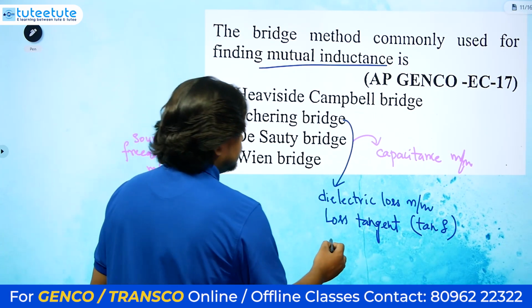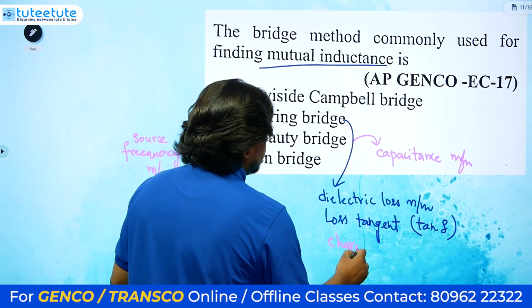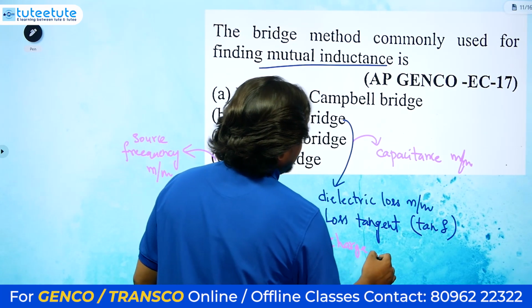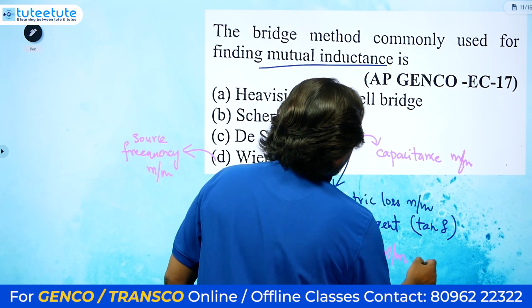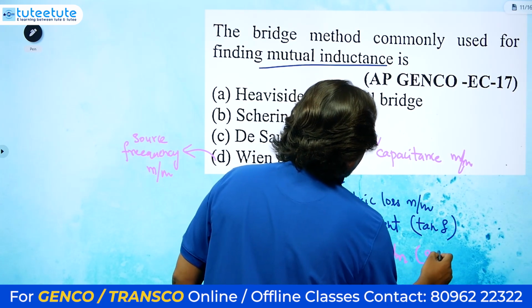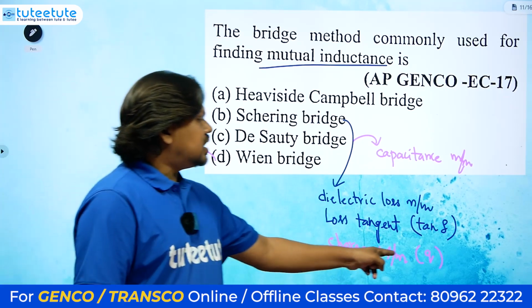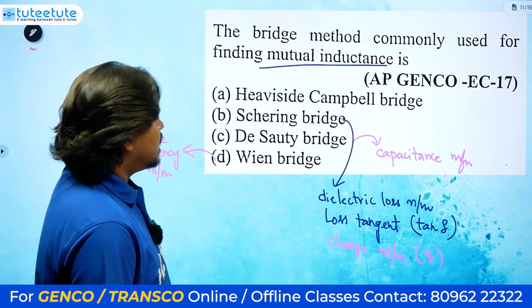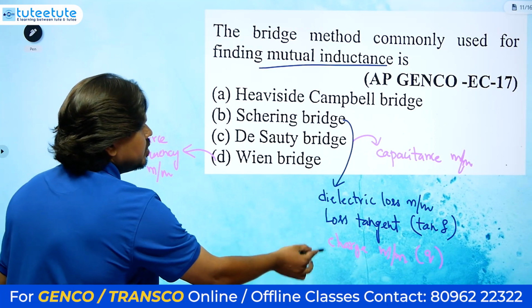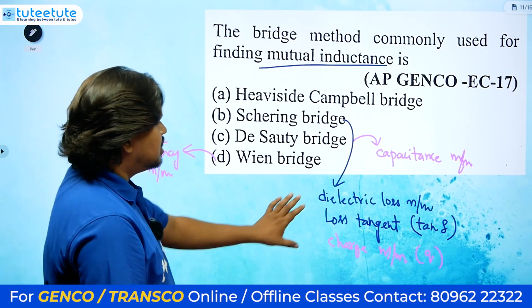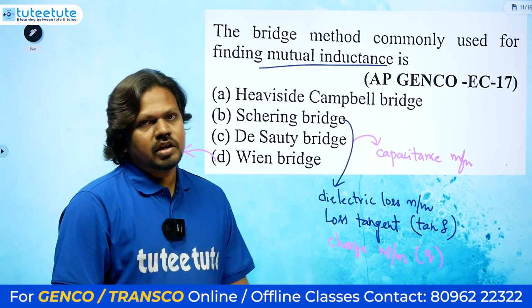Not only this, with Shearing's bridge we can also do the charge measurement. Charge means Q, but not the Q factor, it's the charge Q. This also we can measure. Majorly these questions will be there, and I am also expecting this question in the next examination.